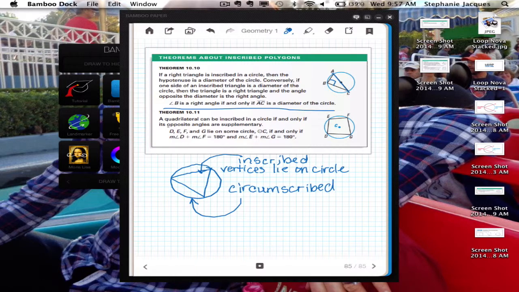Theorem 10.11, a quadrilateral can be inscribed in a circle if and only if the opposite angles are supplementary. So if you look, angle D plus angle F must equal 180, and angle E plus angle G must equal 180 in order for this object to be inscribed inside the circle.